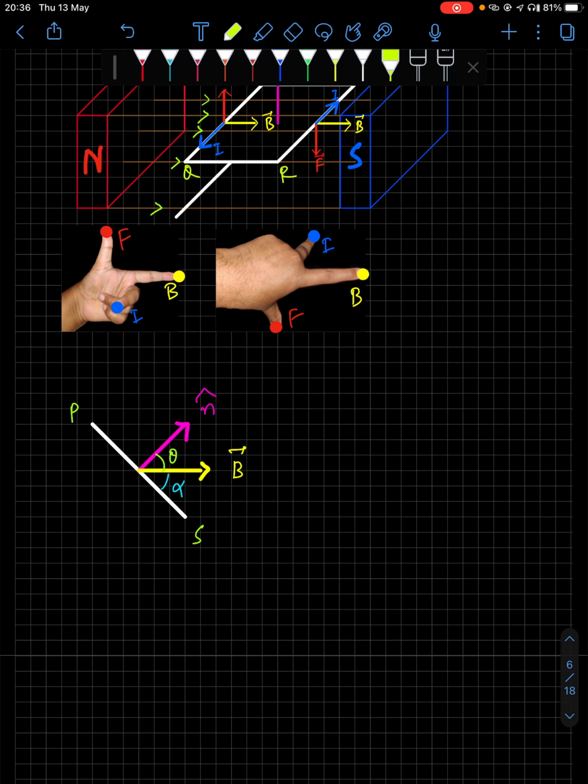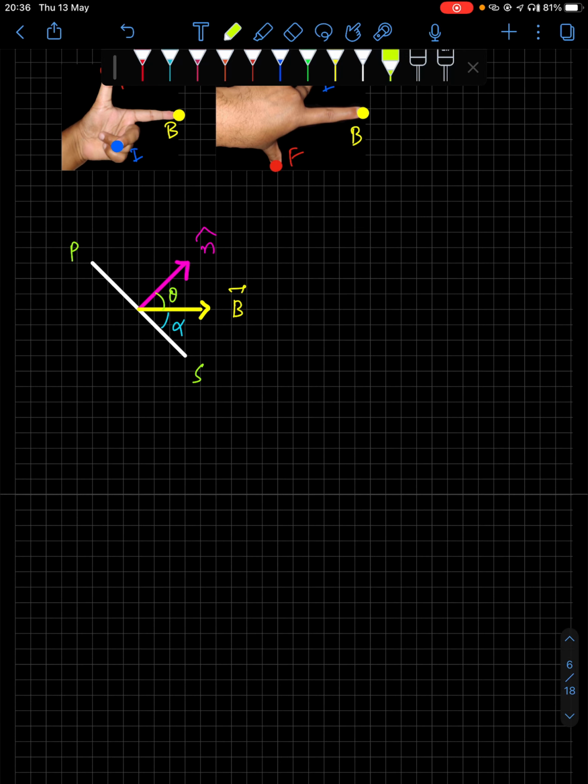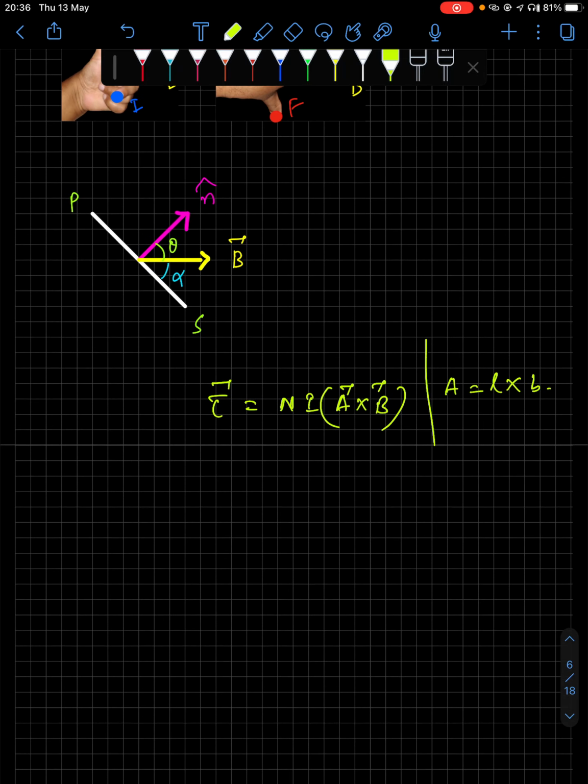Now, the relation for torque comes out to be, again I'm avoiding the derivation here. The relation in vector form is N i A cross B, where A is equal to L into B, that is, the area of the coil. And in scalar form, this relation becomes N i A B sine theta.